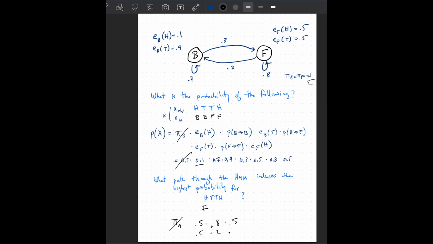But now, the probability of a tails in the biased coin would be 0.9, so I would pick it up. However, 0.2 is much less than 0.8, and 0.9 is compared to 0.9 and 0.5. So I would bet that the more probable scenario is that I stay with the fair coin here.